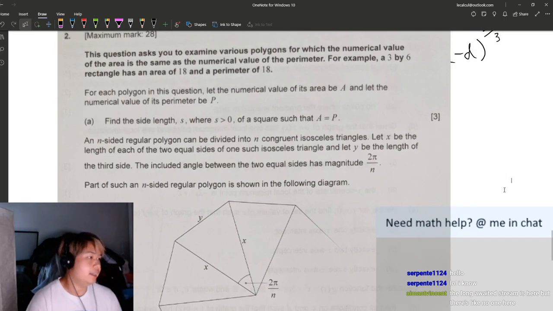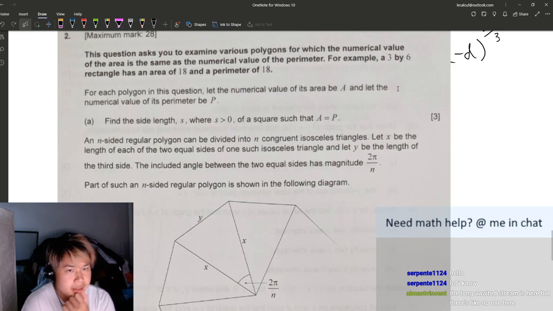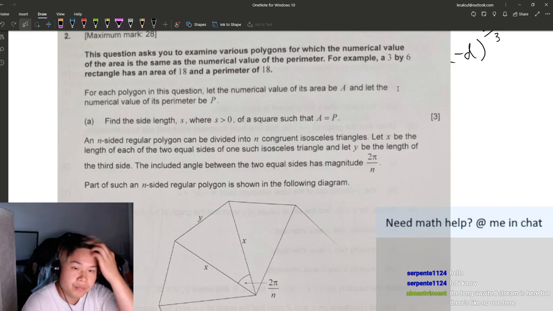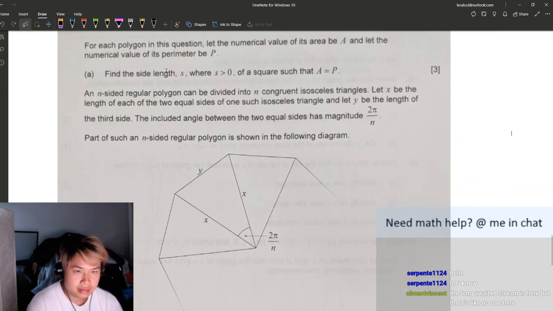What are we exploring now? The question asks you to examine various polygons for which the area is the same as the perimeter. So, for example, a 3 by 6 rectangle has an area of 18, and it also has a perimeter of 18. Cool. So let capital A be the area, let capital P be the perimeter. Find the side length S, where S is obviously positive because it's a side length, of a square such that A is equal to P.